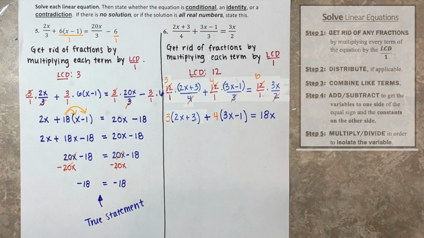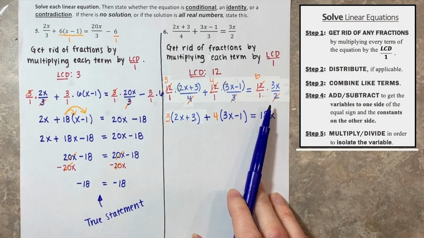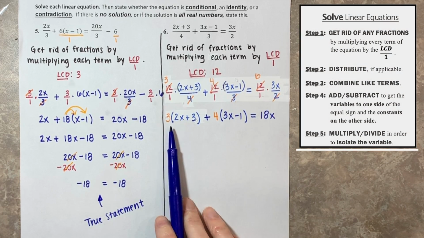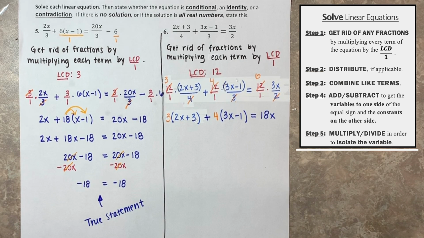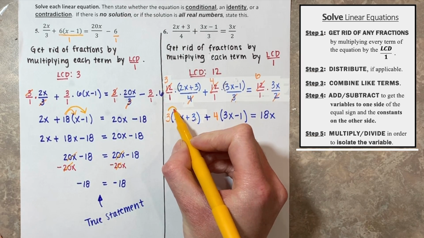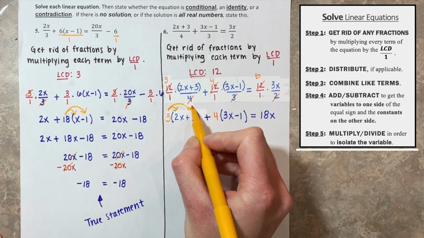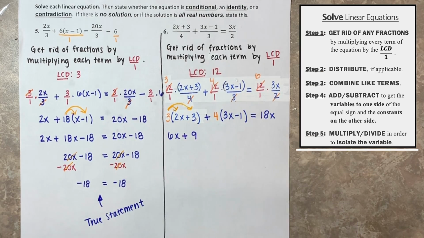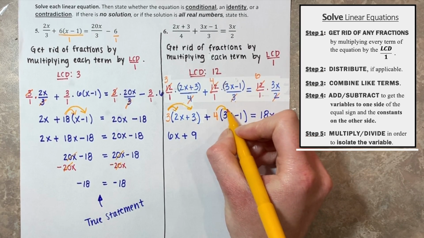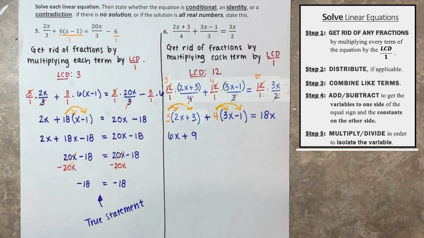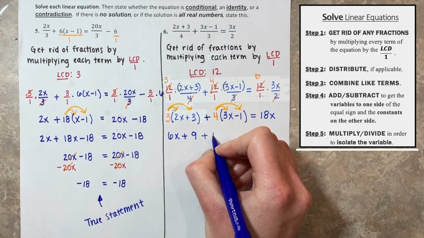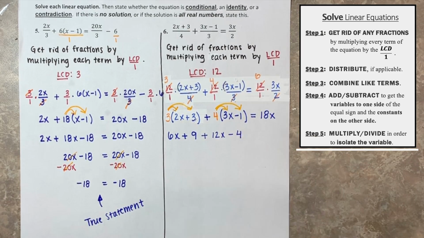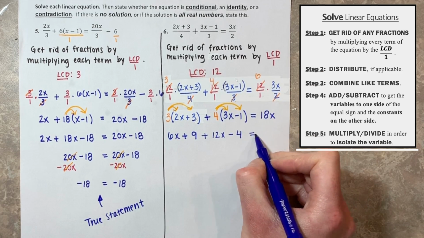We see that by multiplying each and every term by the LCD over 1, and then doing some canceling, we quickly got rid of all of our fractions. Once you've gotten rid of your fractions, step number 2 tells us to distribute. If we distribute the 3 to the 2x and the 3, that will leave us with 6x plus 9. And then if we distribute the 4 to the 3x and the minus 1, that will leave us with a positive 12x minus 4, and then we can just bring down the 18x.